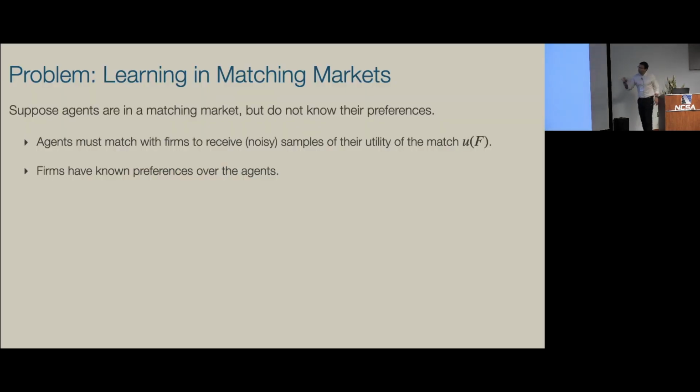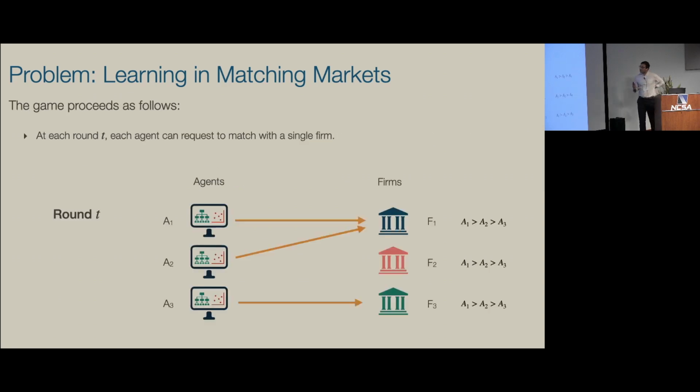So today I'll be kind of focusing in on a case where there's a huge amount of structure, and that's the setting of matching markets. So we have agents that are in matching markets. They don't know their preferences, and they have to match with firms to receive noisy samples of the utility of their match. And we're going to assume, just for simplicity, that firms have known preferences over the agents and that they're essentially myopic.